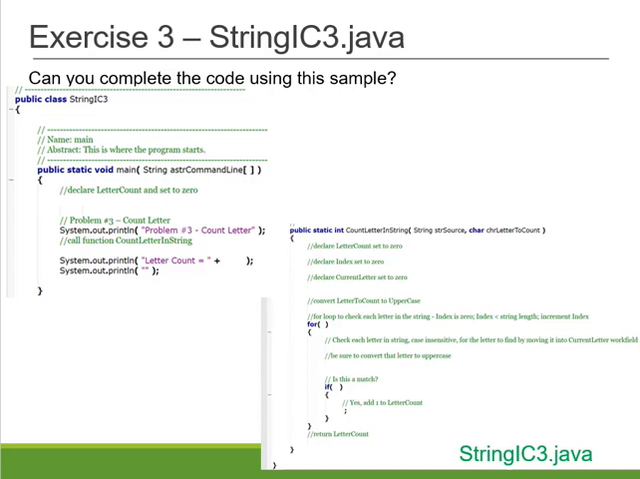This will use a for loop to check each letter in the string. The index starts at 0 and will continue as long as the index value is less than the string length. The index will be incremented by 1.